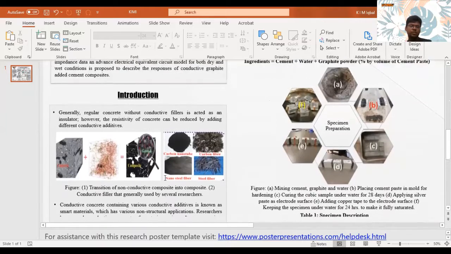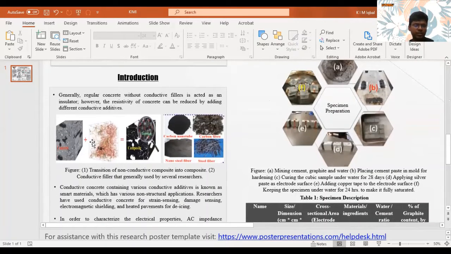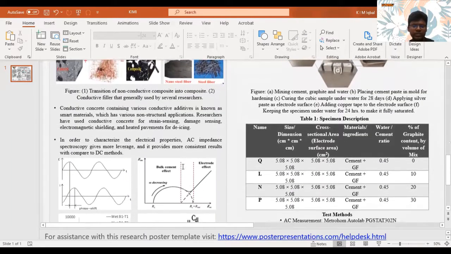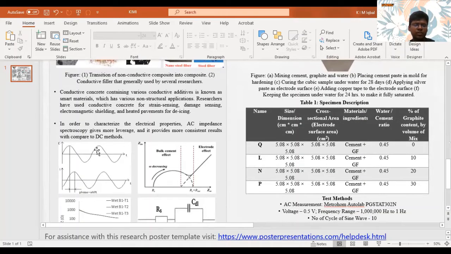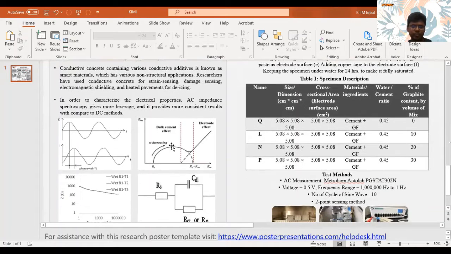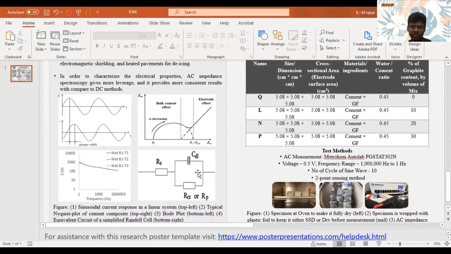This is the introduction of our research. As we know, if we add fillers, it forms a composite that can be a part of conductive concrete, and it can conduct electrical properties. For the filler, researchers generally use carbon nanotube, carbon fiber, nanosteel fiber, and steel fiber. In order to characterize the electrical properties, both AC and DC methods are used. However, AC is more reliable and provides consistent results, applying a sinusoidal current to the specimen. With the data, we can form a Nyquist plot and the Bode plot, and from these we can form an equivalent circuit fit.